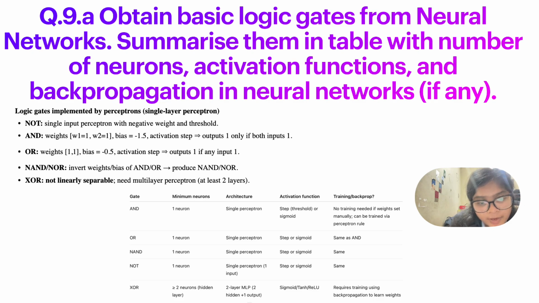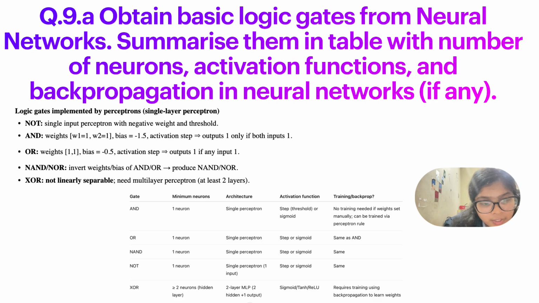In OR we have 1 neuron, a single perceptron, step or sigmoid, same as AND. In NAND we again need a minimum of 1 neuron, a single perceptron, the activation function is either step or sigmoid, and the training or backprop is the same. In NOT also we have 1 neuron, a single perceptron, step or sigmoid, and then the same happens as AND.